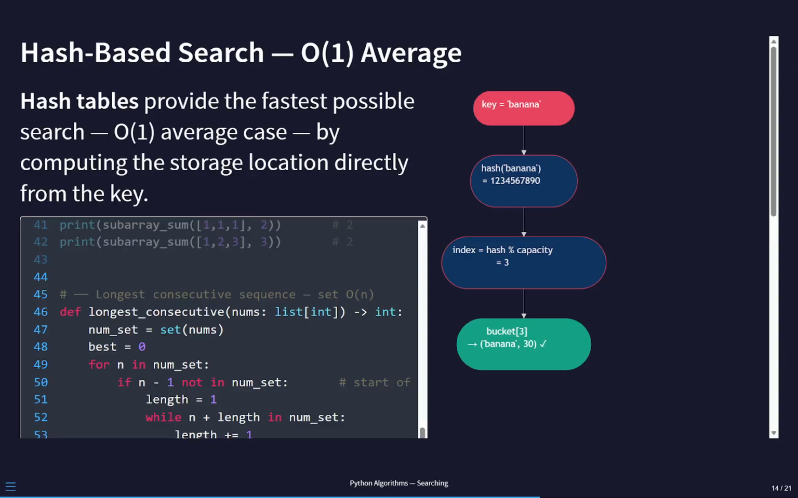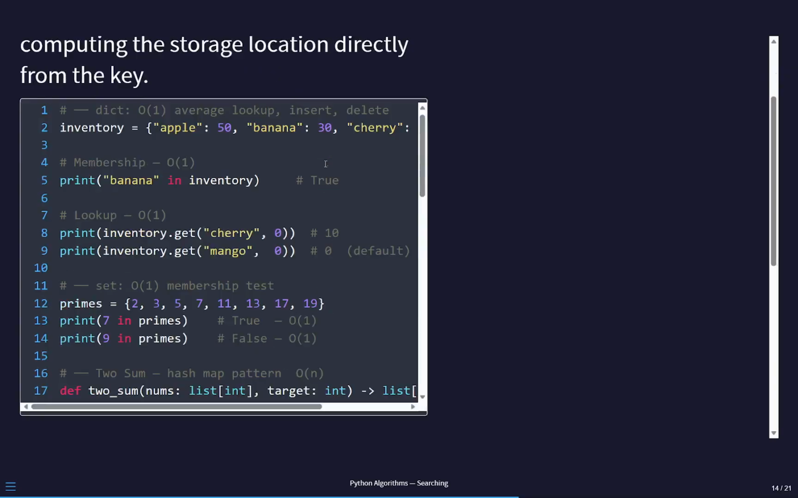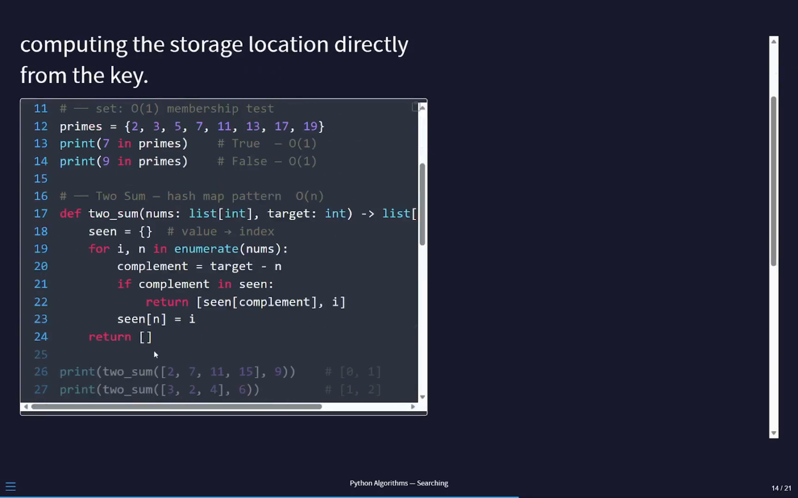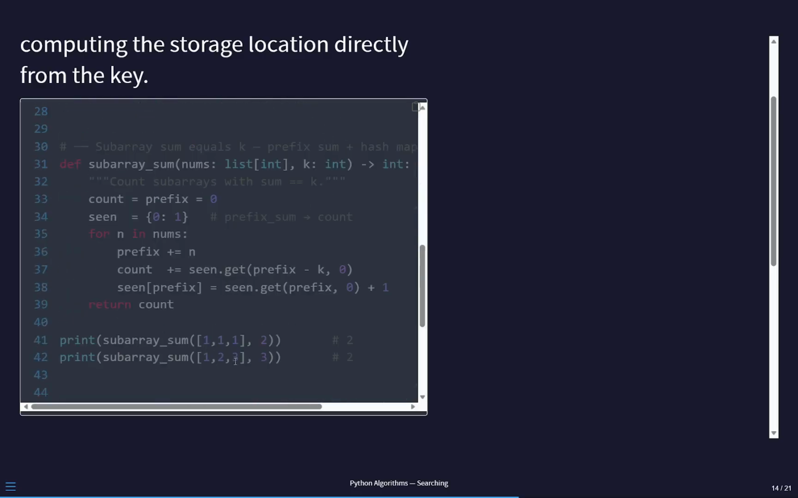Click. Two Sum is the canonical hash search pattern. For each number, compute the complement, the value that would pair with it to reach the target. Check if the complement has been seen before. If yes, return those two indices. O(n) total, with O(n) space for the seen dictionary. Without hashing, the naive two-loop approach is O(n squared).